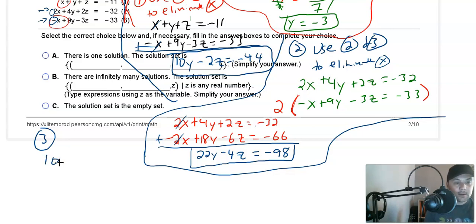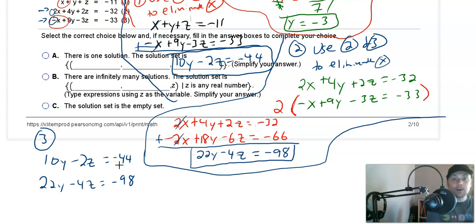So we'll have 10y minus 2z equals negative 44, and I'll have 22y minus 4z equals negative 98. I want to solve this as a system of equations of 2 variables, just like I would in section 5.1 in the previous section. You can either use addition or elimination method, but most of the time in section 5.2, you want to stick with elimination method all the way through.